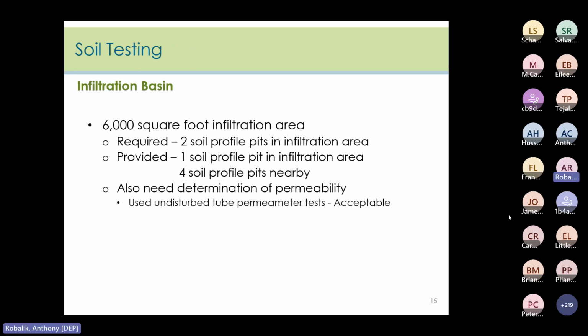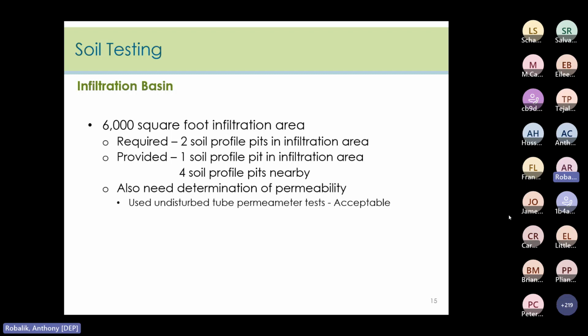And with a 6,000 square foot infiltration area, according to Chapter 12, they would have to do 2 soil profile pits in the infiltration area of the basin. So what was actually provided was only 1 soil profile pit in the infiltration area of the basin. But they did complete an additional four soil profile pits that were very near the basin, just surrounding it. And that probably comes down to performing the soil testing before they found the exact location where the basin was going to be.